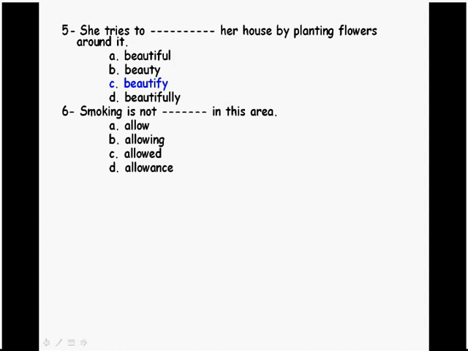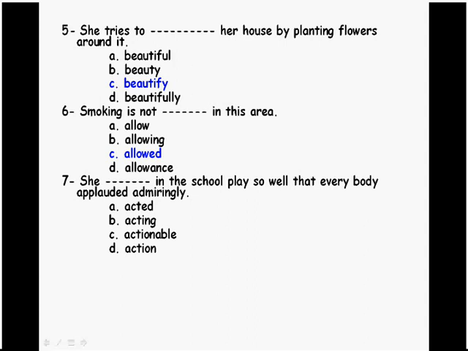Number 6. Smoking is not ___ in this area. Okay, be careful that this sentence is a passive one. So we have smoking is not in this area. Is it A, allow, B, allowing, C, allowed, D, allowance? Very good. It is allowed because this sentence is a passive one. Is, helping verb, verb to be, and of course the main verb is in the past participle form, allowed.